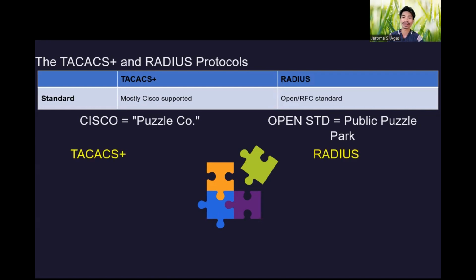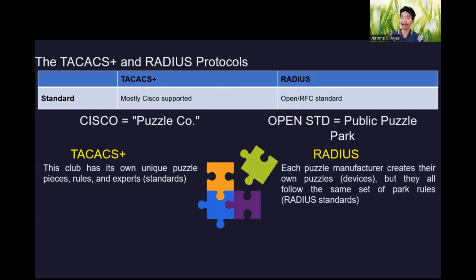In terms of TACACS+ versus RADIUS, TACACS+ has its own unique puzzle pieces, rules, and expert standards, while in RADIUS, each puzzle manufacturer creates their own puzzle in their own style. This is what you call the device. But they all follow the same set of puzzle rules.